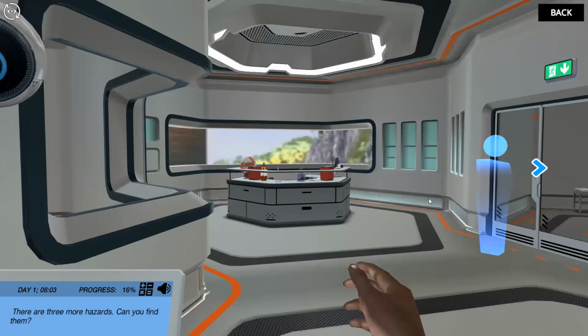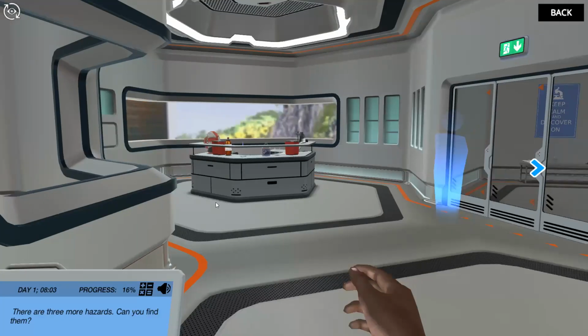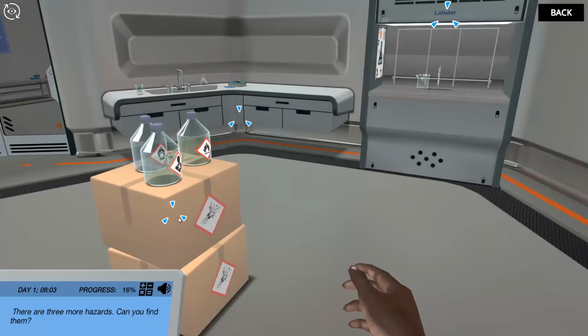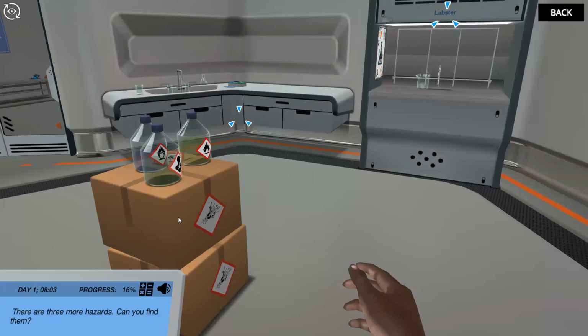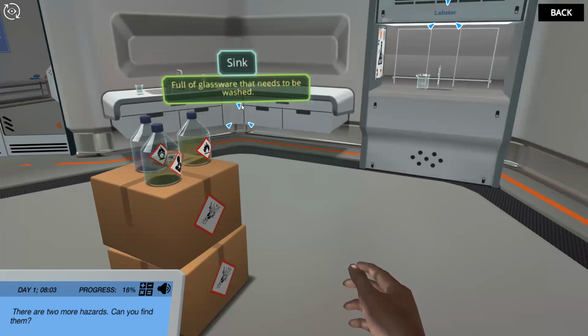Oh, here's one. Oh, darn, this is bad right here. For sure. Chemicals need to be stored in designated cupboards and not just placed on the floor. This is especially important for reactive chemicals. Flammable liquids need to be stored in fireproof cabinets. There are two more hazards. Can you find them? Yes, this.